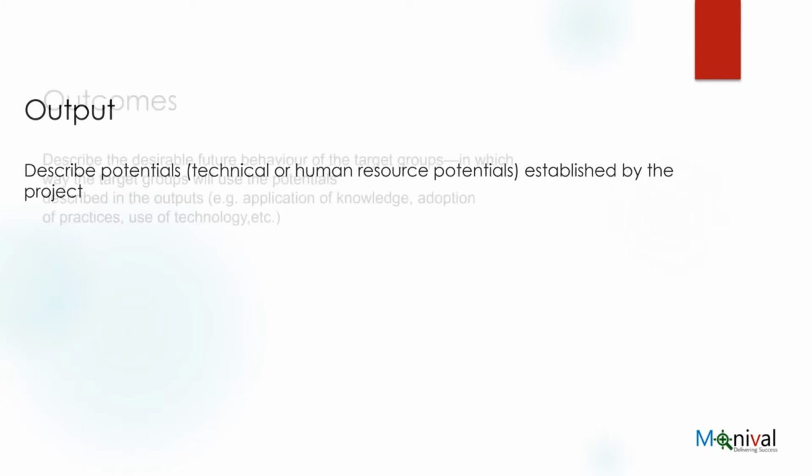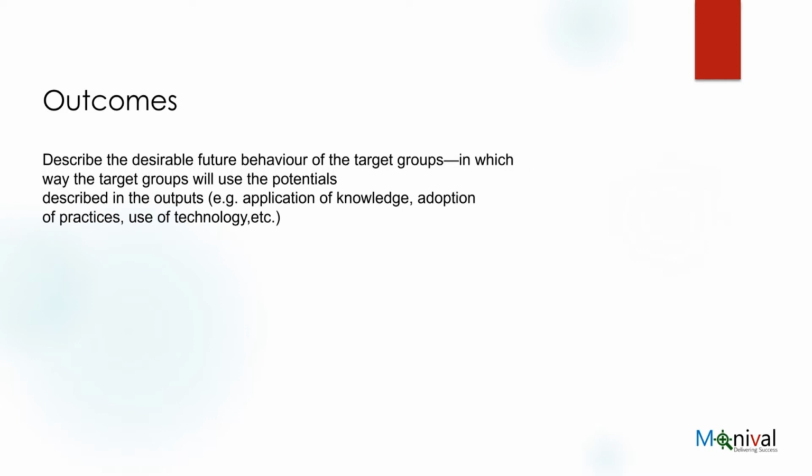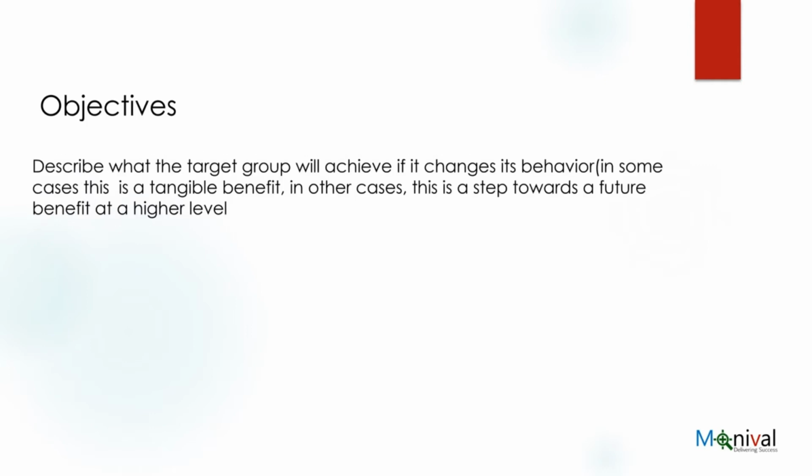Next we have outcomes. Outcomes describe the desirable future behavior of the target groups in which the target group will use the potential described in the output, like application of knowledge, adoption of practices, and use of technology. We have several examples when it comes to outcomes, like improved practices and improved legislation passed. These are just the major examples of outcomes.